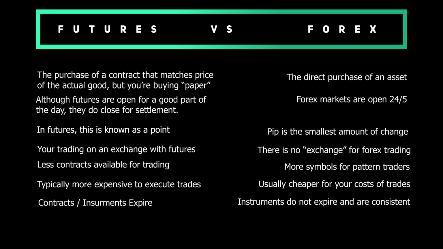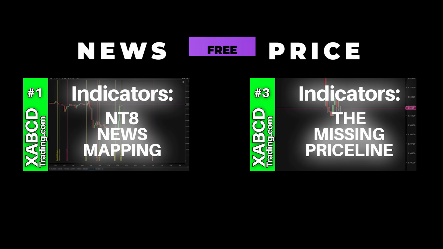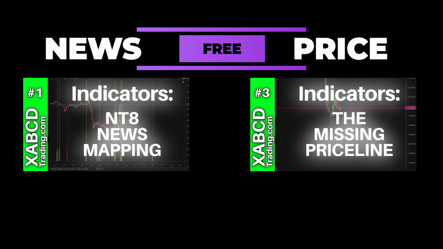Now, regardless of whether you trade futures or Forex, you probably are going to want these two free tools. The first one puts news events vertically on your chart so that you know when they're coming out well ahead of time. And the other one puts a price line indicator on your chart so that you can always see where current price is in relationship to the past data.